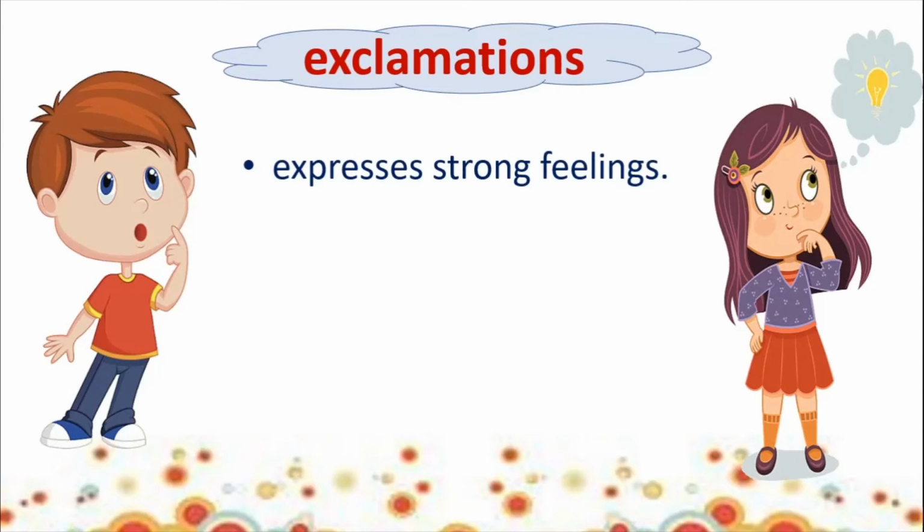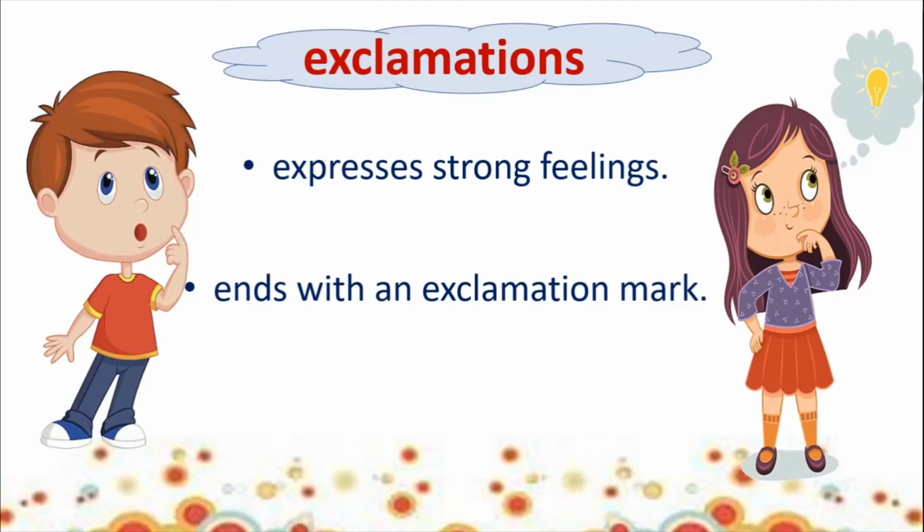Alright? For example, see, what is an exclamation? It expresses strong feelings. Strong feelings. When you want to say something very, very strongly, that time you use the exclamation kind of sentence. And it always ends with an exclamation mark. And how does the exclamation mark look? It looks like this, with a short line and a dot below it. So this is the meaning of a sentence which is an exclamation.